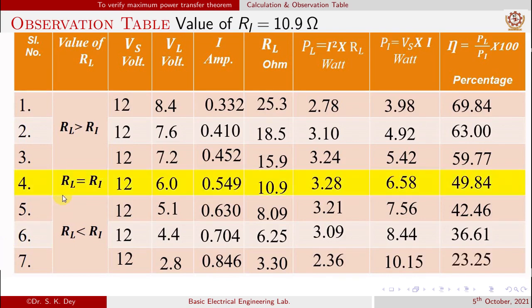So in our fourth observation, we have seen that when load resistance is equal to the internal resistance of the source, then the voltage across the load resistance is just half of the source voltage, and here the load power is maximum, 3.28 watts, and the efficiency here you can see is just around 50%.